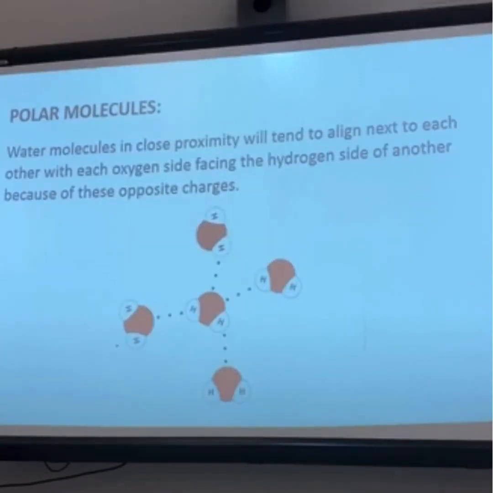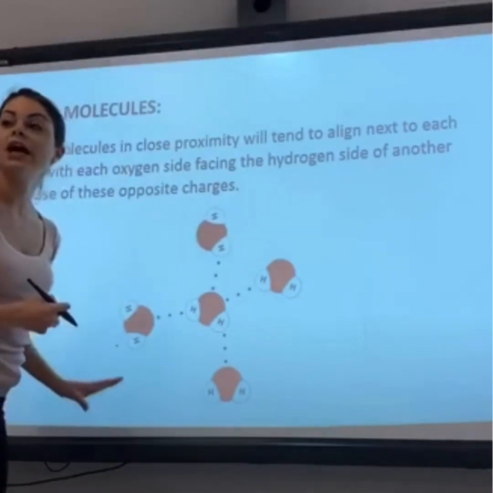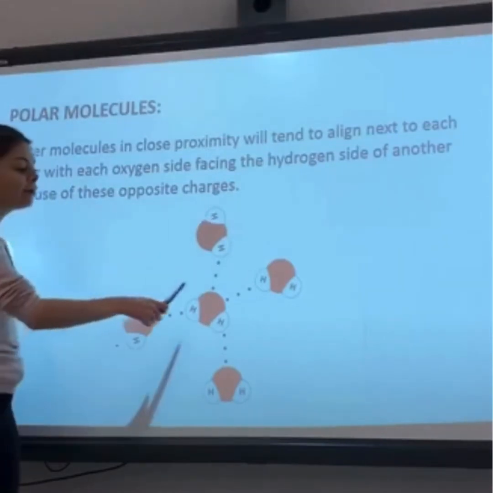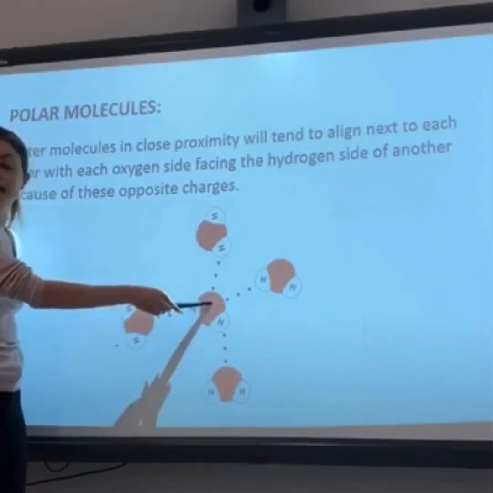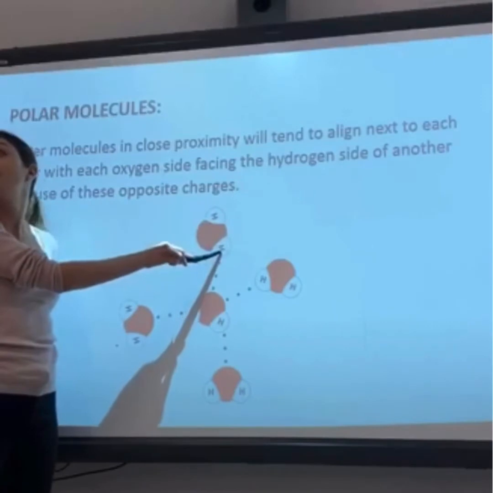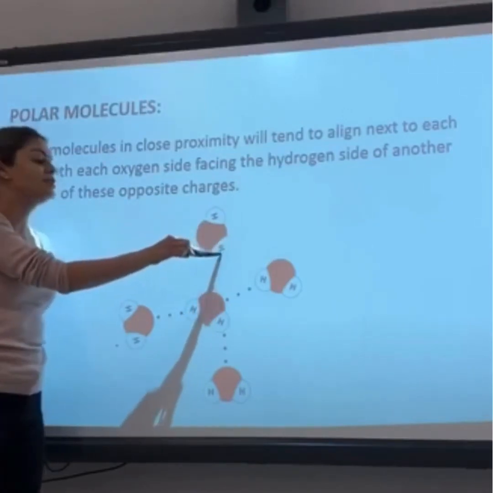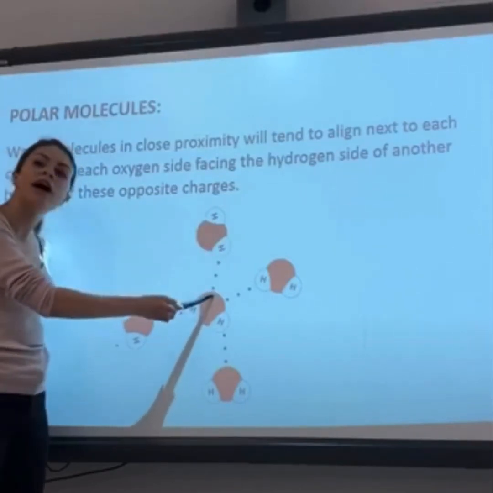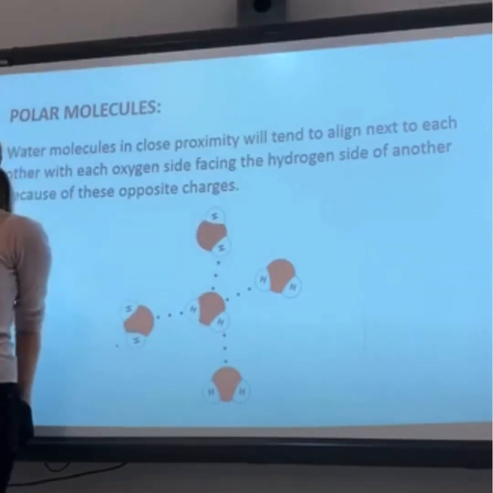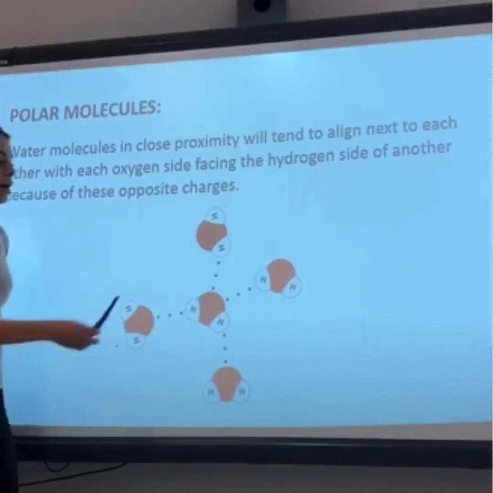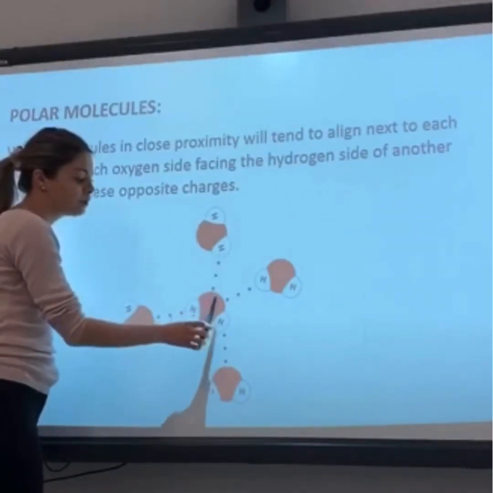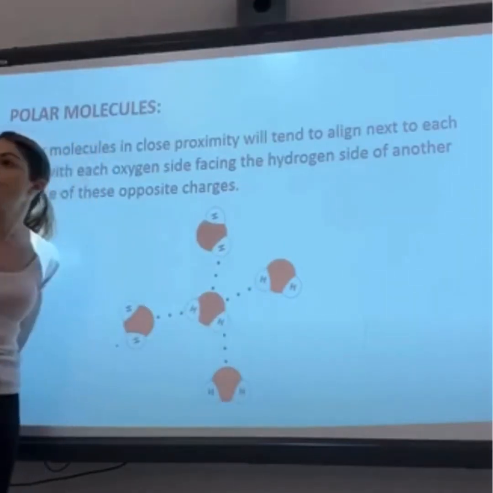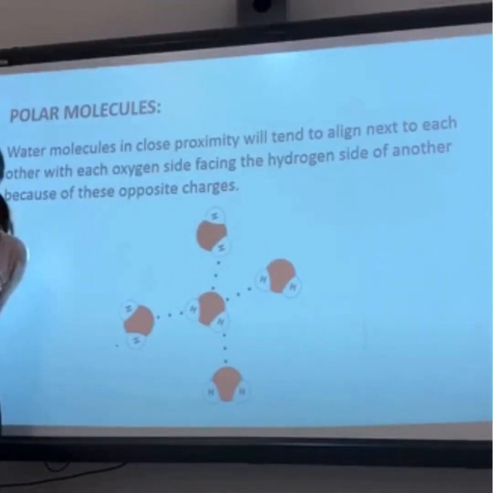Now, what this does is it makes the attraction between the molecules stronger. If we look at this diagram here, we know that our oxygen has a partial negative charge. Our hydrogen has a partial positive charge. So the electrostatic attraction between our partially positive and our partially negative is stronger than if they weren't partially charged. Does that make sense? So we get electrostatic attraction between the oxygens and the hydrogens from other molecules because of those partial charges.